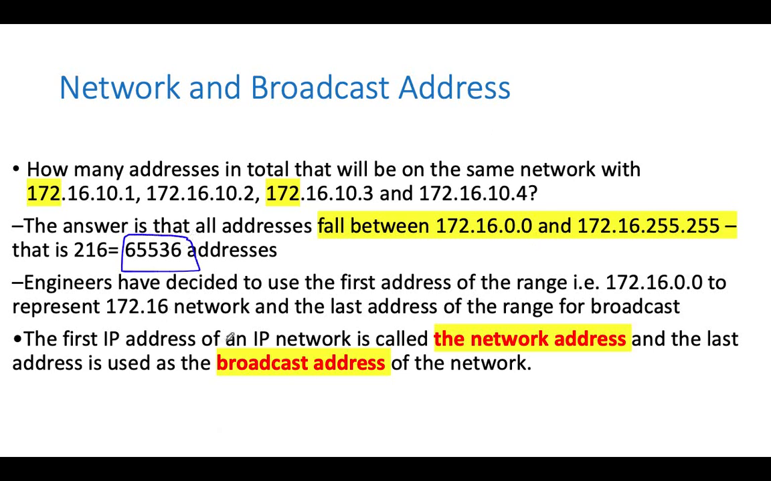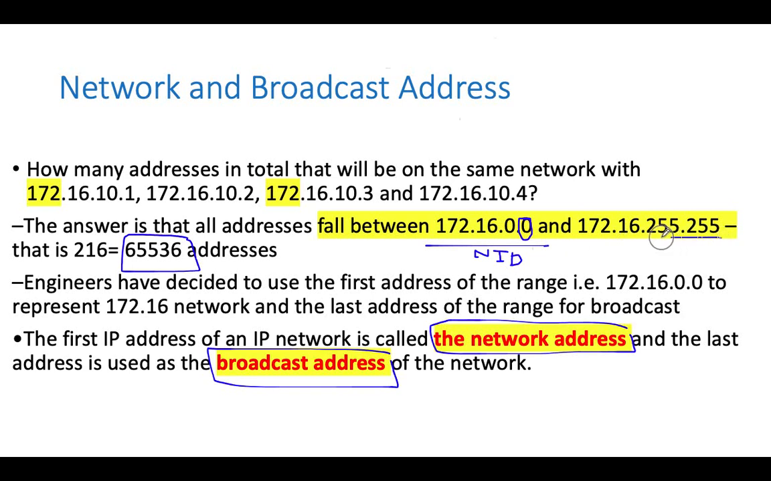The first IP of the network, which is usually 0, that's the 0. This is the one we call the network address, and the last one we call the broadcast address. For example, 172.16.0.0 is considered the network ID, and this one cannot be assigned to a host, to a computer or router or interface. That has to be reserved.